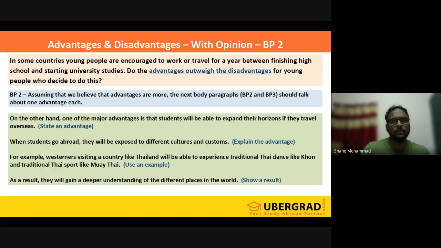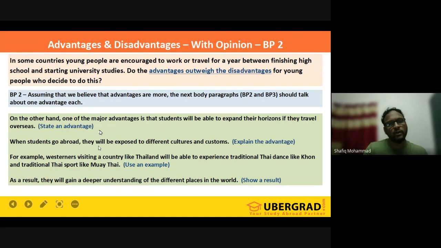Yes. So in body paragraph 2, assuming that we believe that advantages are more, the next body paragraph will talk about advantages. See the starting sentence: on the one hand, on the other hand, you can say that. On the other hand, one of the major advantages is that students will be able to expand their horizons, isn't it? The same sentence, if they travel overseas. So this is a statement saying that yeah, this is an advantage. Then you'll explain about the advantage.